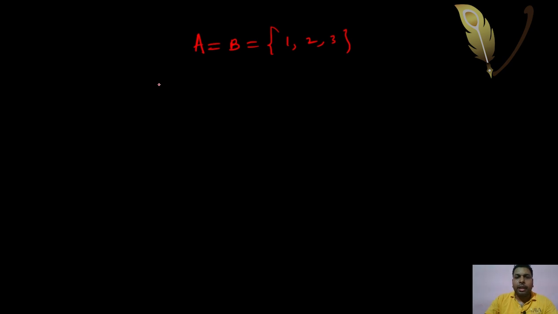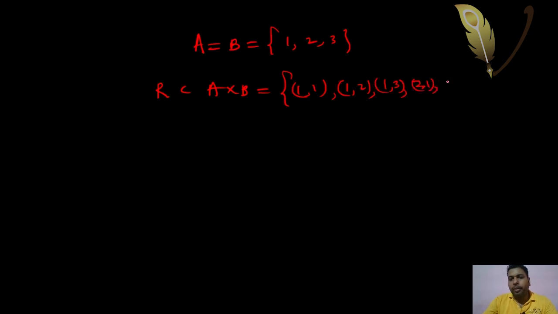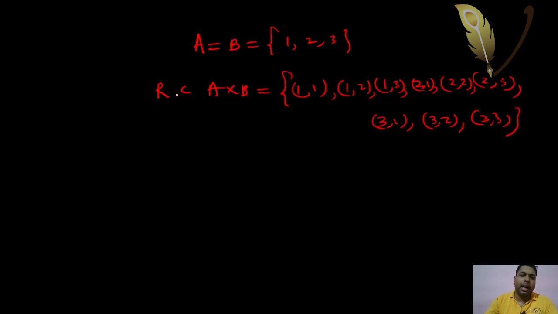Okay. Then R is a subset of A cross B, where A cross B contains 9 elements: (1,1), (1,2), (1,3), (2,1), (2,2), (2,3), (3,1), (3,2), (3,3). So A cross B contains 9 elements. R should contain a few elements of them. Suppose sometimes R contains none of the elements of A cross B. Sometimes R contains all the elements of A cross B.